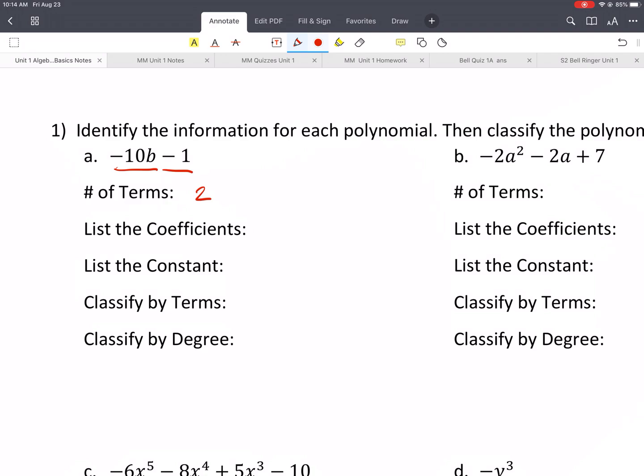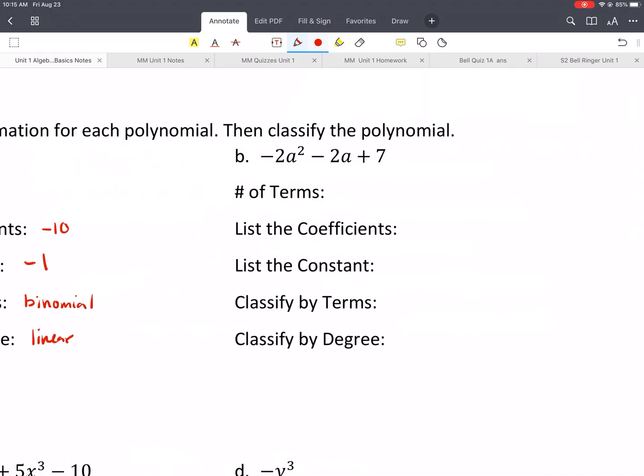List the coefficients. We have negative 10. Remember, negative 1 isn't a coefficient, it is a constant because it doesn't have a variable in front of it or after it. Okay. Classify by terms. Since we have 2 terms, that's called a binomial. And classify degree, it would be a linear, because our highest exponent would be 1.